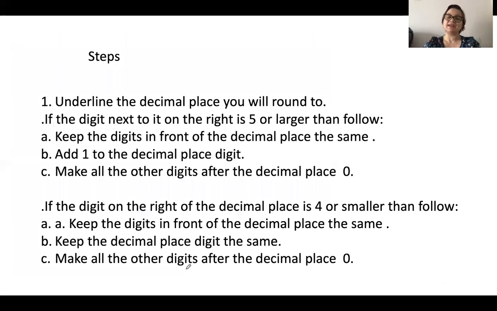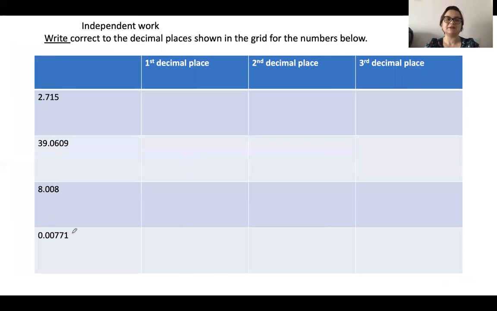So again, here you have all the steps written for you. And here I have prepared 4 different numbers for you to work independently, and you are going to write all the numbers correct to the first decimal place, second decimal place, and the third decimal place. Because I've done the first and the second for you previously, I'm going to do the first number correct to the third decimal place, and you can fill all the boxes yourself independently.